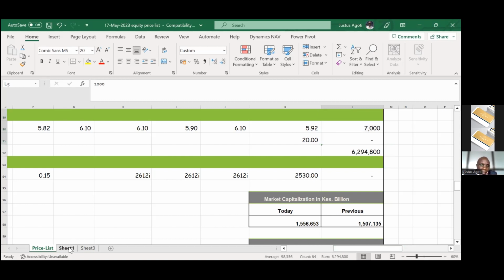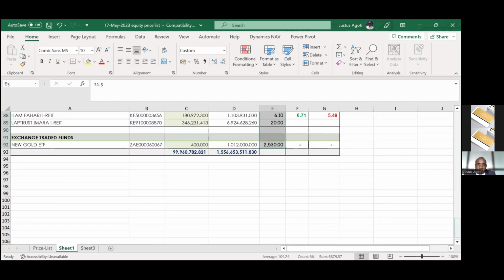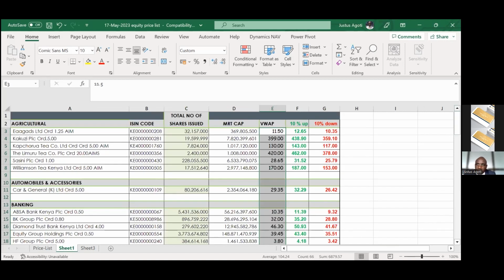Now, if you go here, this is still the same price list, but it's a different sheet. You can see here, this is the ISIN code. This doesn't change. Total number of issued shares is equivalent to the total number of shares that we talked about earlier in the case of Mudhoni and Associates. If, for example, they succeeded in raising the capital, we would have 75 shares, or 150 shillings as total. So total issued shares would be 75.